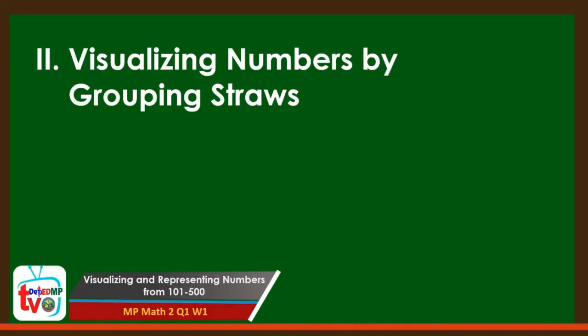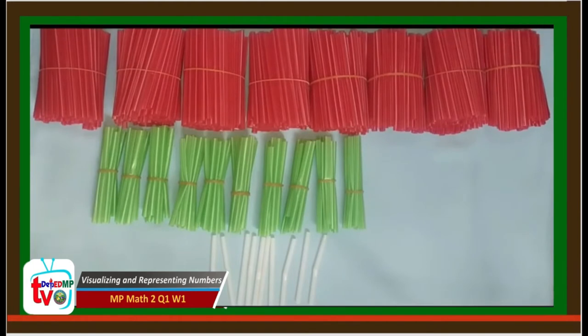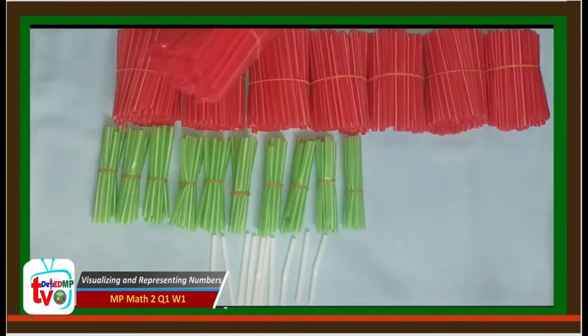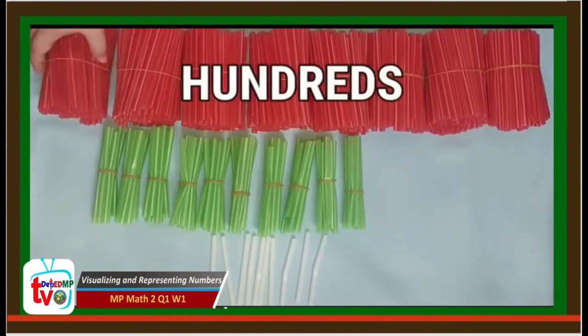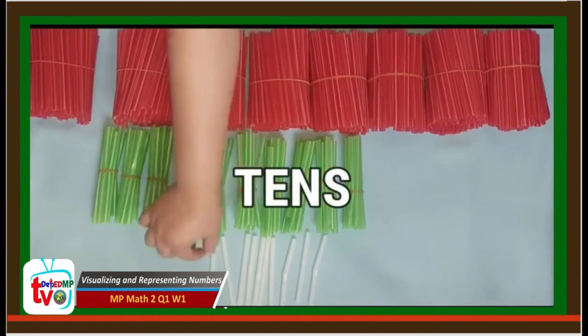What is the next material that we will use, Mario? We will use straws to visualize numbers, ma'am. Okay, very good, Mario. As you can see, there are three groups of straws here. They are colored red, green, and white. Red colored straws are greater in number than green colored straws. White colored straws are the lowest number of straws. The red one represents hundreds. The green represents tens. And then the white represents ones.